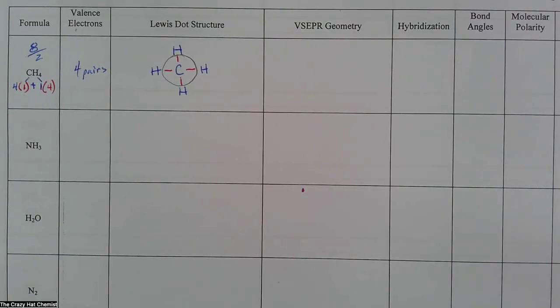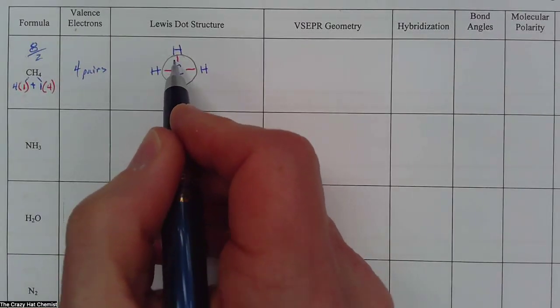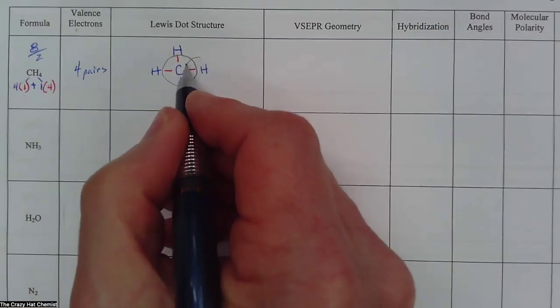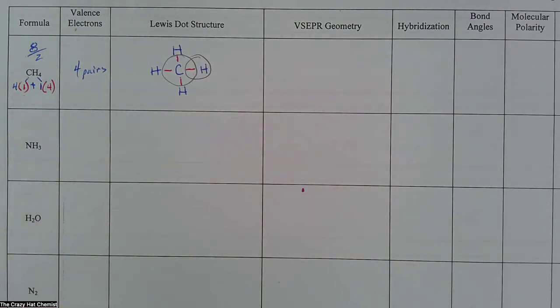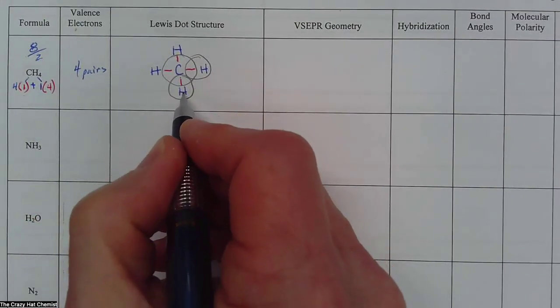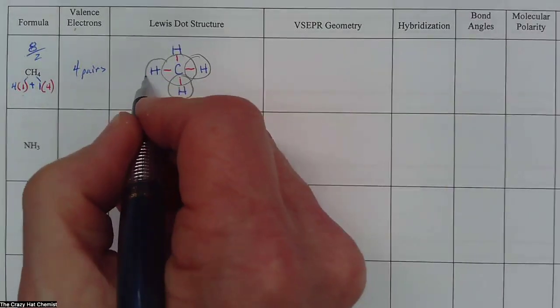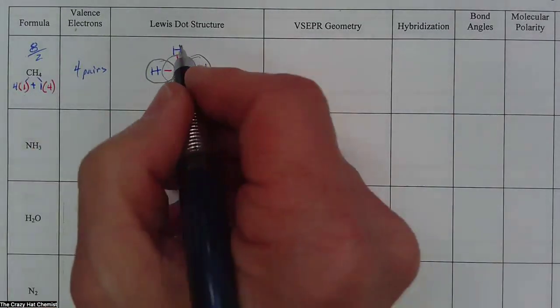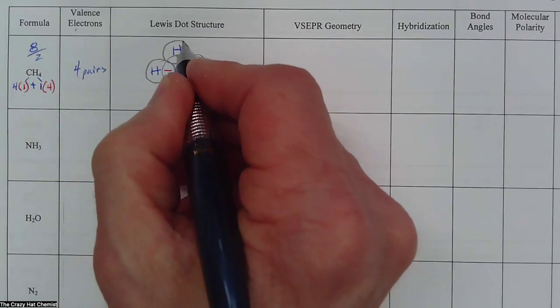Okay, and so is there an octet around that carbon? Because it must have an octet. That's 2, 4, 6, 8. Yes, it does. I'm going to circle this hydrogen. Does it have a duet? Yes, it does. That's 2, a duet. Does this hydrogen have a duet? Yes, it does. Does this hydrogen have a duet? Yes, it does. And does this hydrogen have a duet?